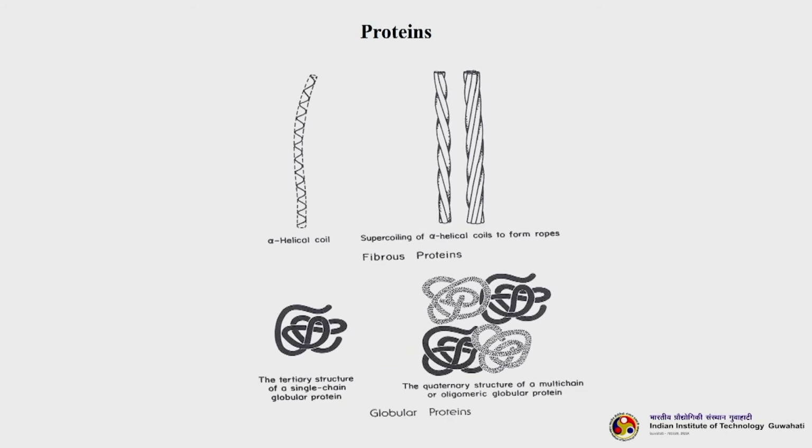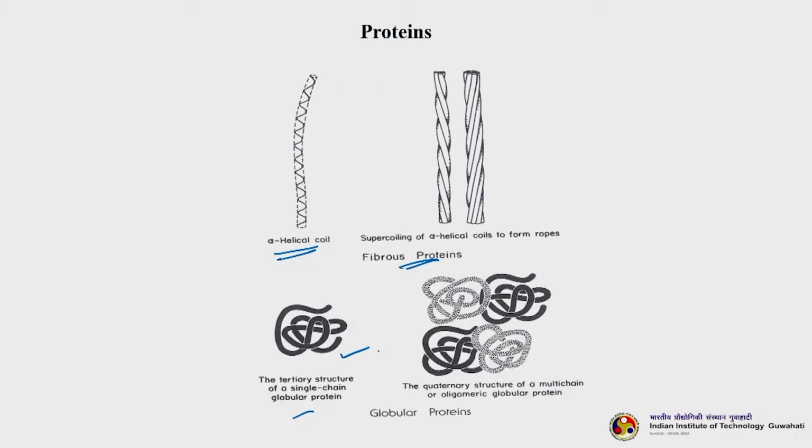So, let us see the structure, how it looks like. So, proteins, this is an alpha helical coil. So, these are fibrous proteins. Okay. So, globular proteins look like this. This is a tertiary structure of a single chain globular protein. They bind together along its own chain actually, and form a structure something like this. This is called globular proteins.